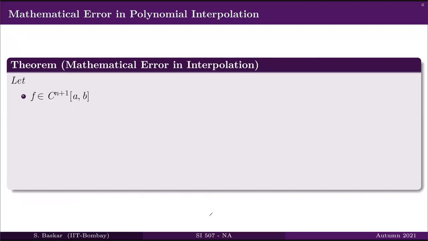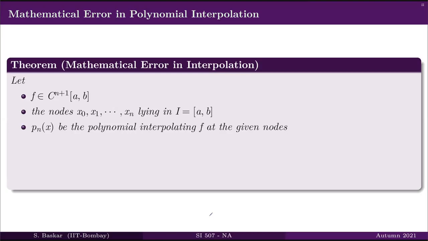Assume that f is a C^(n+1) function on the interval [a,b], that is, f is continuously differentiable up to order n+1, and all the nodes x0, x1, up to xn lie in the interval [a,b] where f is defined, and we have constructed the interpolating polynomial of f at these given nodes. Remember, at the mathematical error level, we have no rounding error. There is no floating point error involved in our computation. All the computations are carried over with infinite precision.